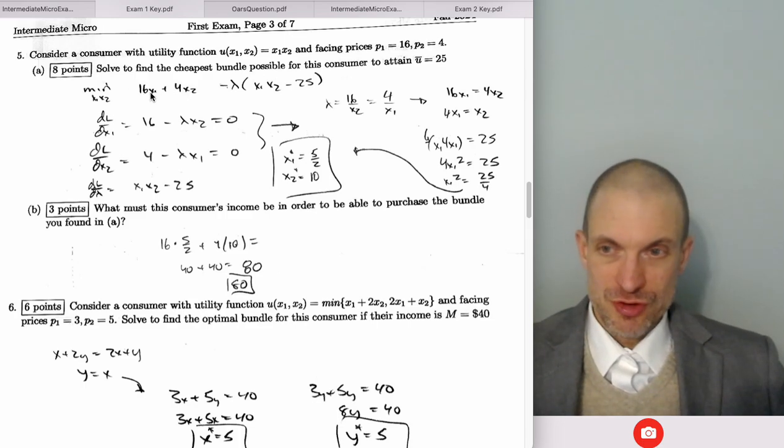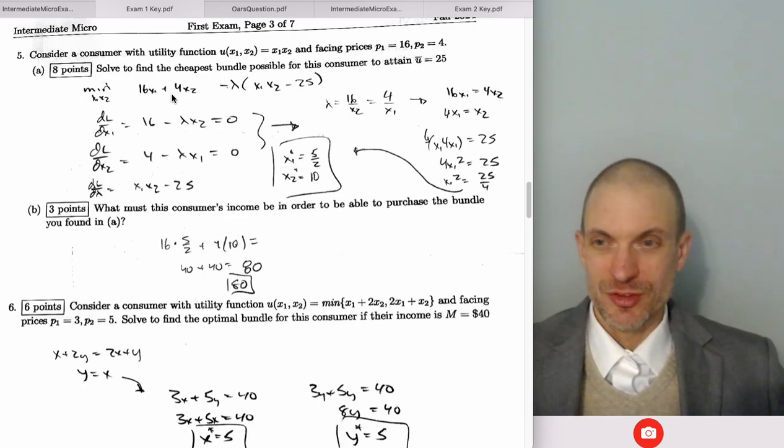This is the expenditure on good X, or good 1. This is the expenditure on good Y, or good 2, right? So price times the amount, price times the amount. So my total expenditure is this sum. I'm trying to minimize that. Now, this is the Lagrangian. This is minus my Lagrangian multiplier, times my utility function minus the target utility.